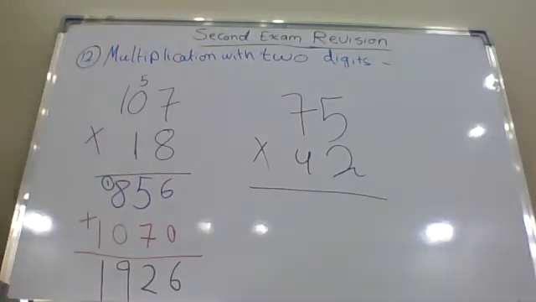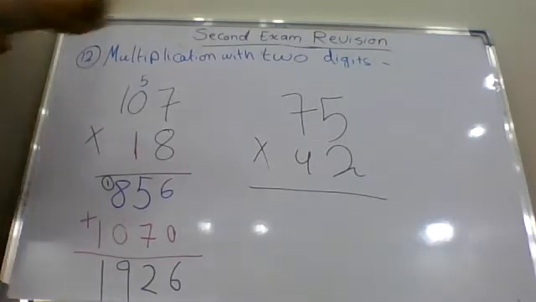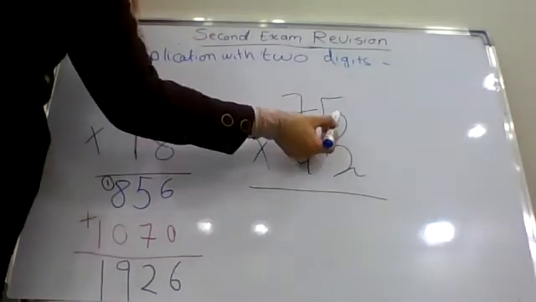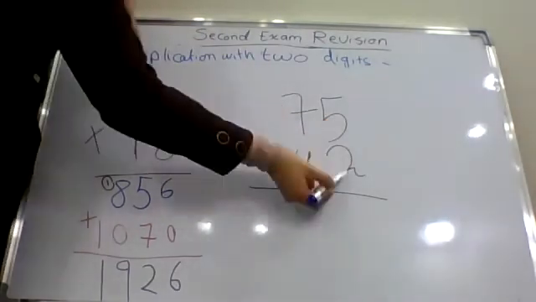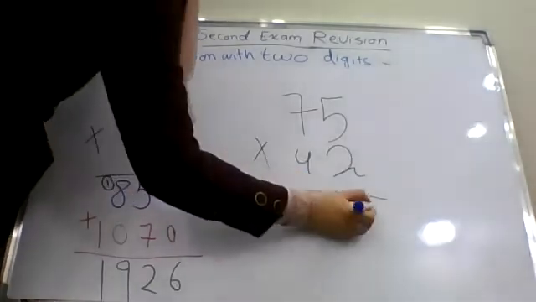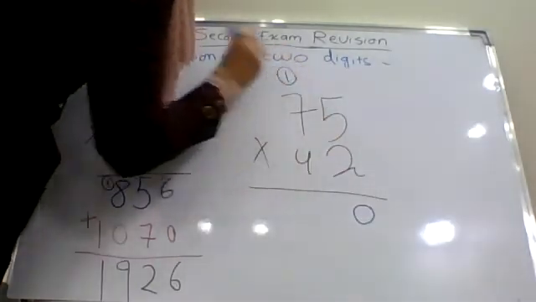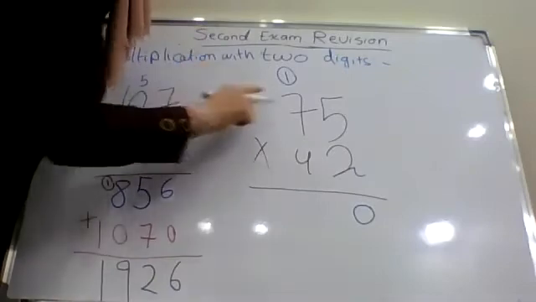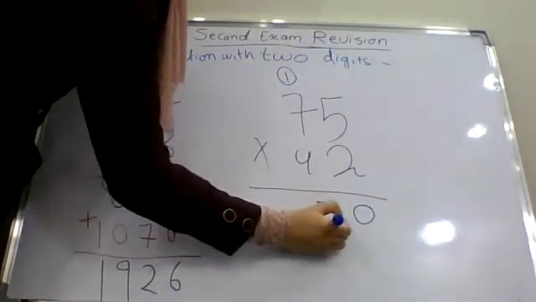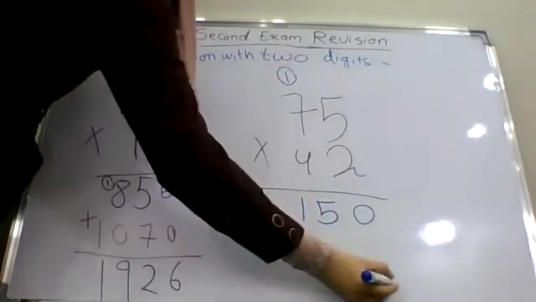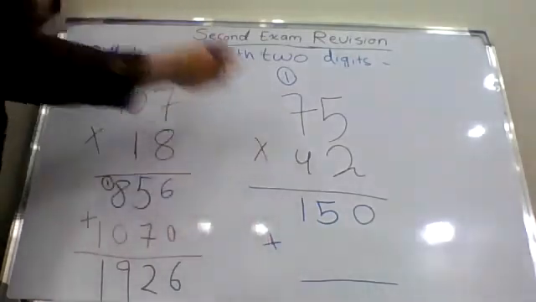The next one, again, we start multiplying with the ones place and I will write it in blue again, okay? Multiplying with the ones place. 2 times 5, then 2 times 7. 2 times 5 equals 10. 2 times 7, 14, plus 1, 15. I write 15, okay? Then we'll start with the tens place.